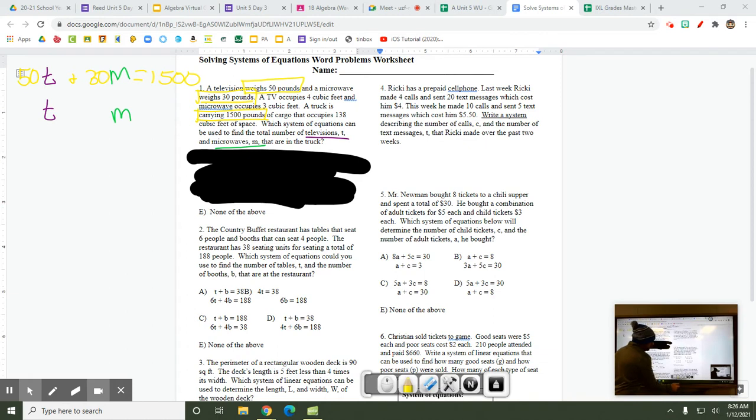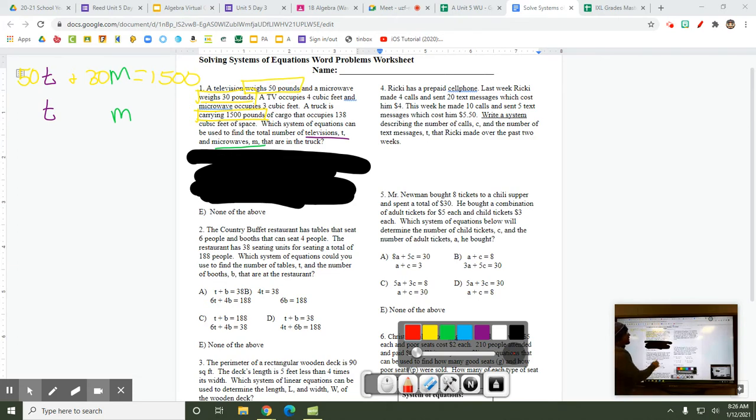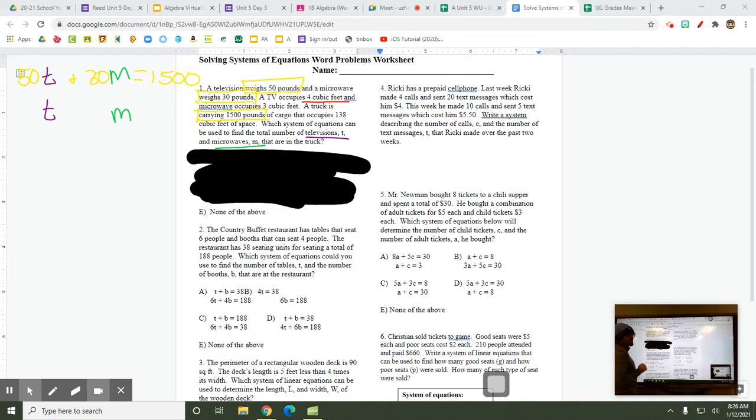All I've done is read this question, pull out information that I know, and plug it in there. So now let's go back to the sentence that we skipped. A TV occupies 4 cubic feet. 4 cubic feet is a size. And a microwave occupies 3 cubic feet. So this truck is carrying 1,500 pounds of cargo that occupies 138 cubic feet. So we have cubic feet, cubic feet, cubic feet. All three of these go together.